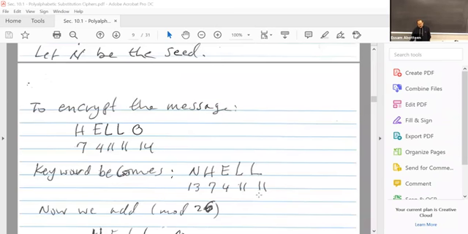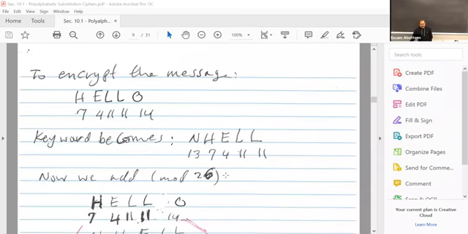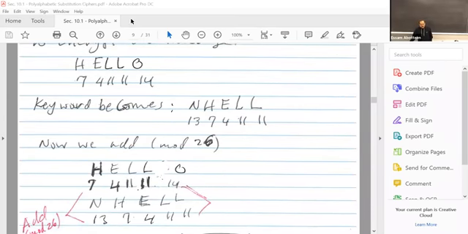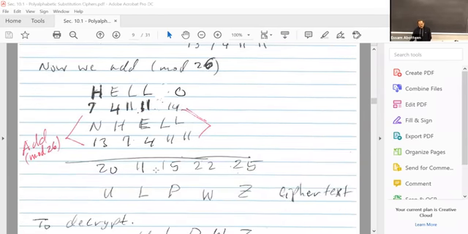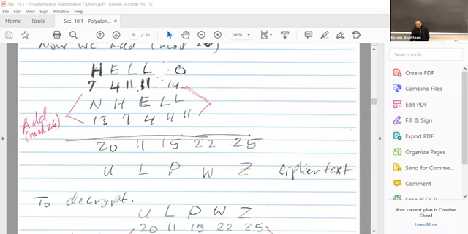And we put the numerical equivalent to these letters. And then we add the original message, hello, to the modified message with the keyword added. And then we do the addition mod 26. So we come up with these numbers, 20, 11, 15, 22, 25, and in letters, they correspond to these, again, meaningless word, basically. And so this is the cipher text.